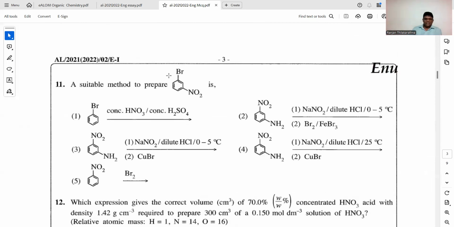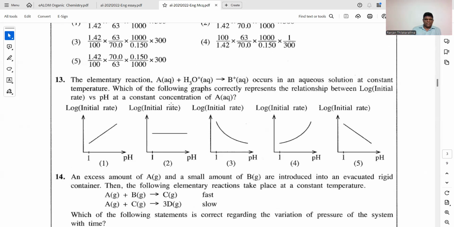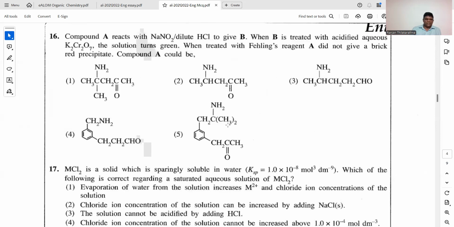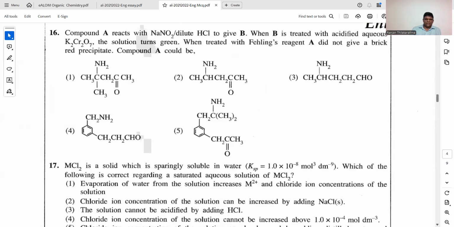See, this is the benzene ring. Another way of drawing this is called the Kekulé structure of the benzene ring. Like this. And see how many MCQs are available in this paper. We can count and understand.